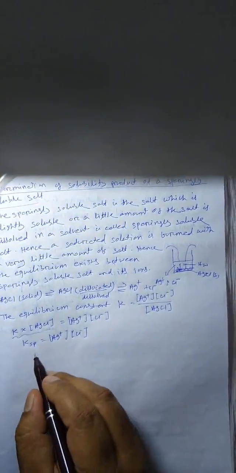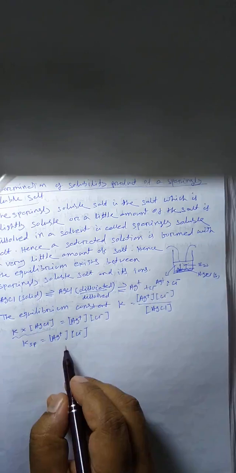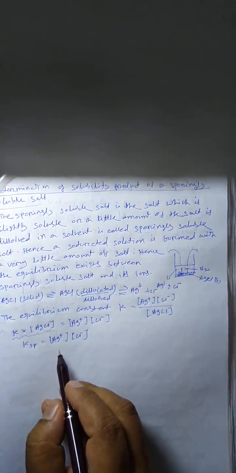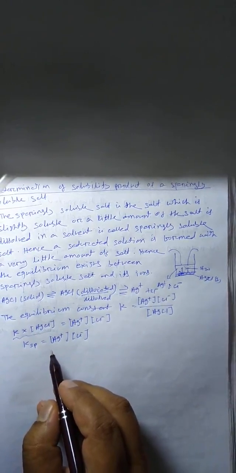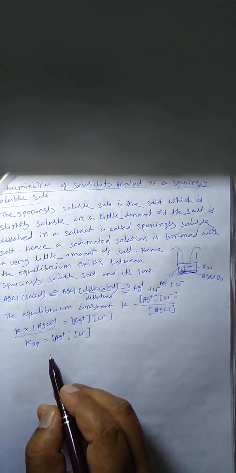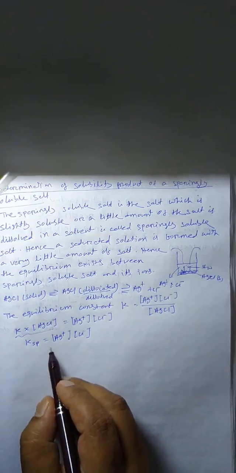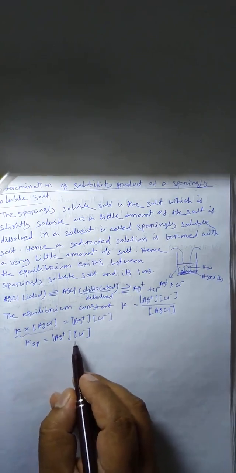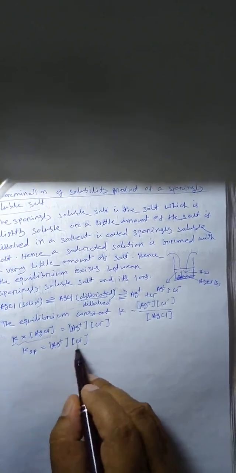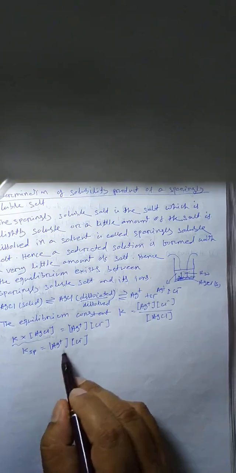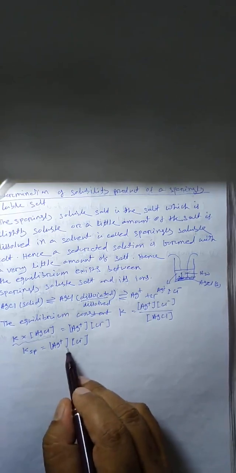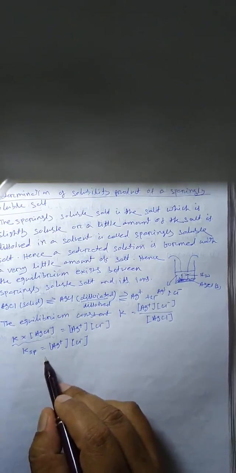So the solubility product is the product of the concentration of the ions present in the solution. These ions are present in the solution, so this multiplication of the concentration of the ions is equal to the solubility product.